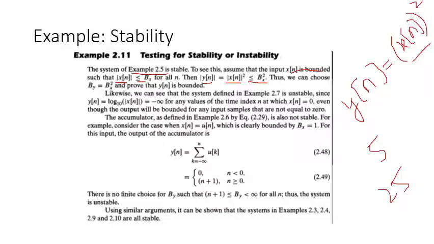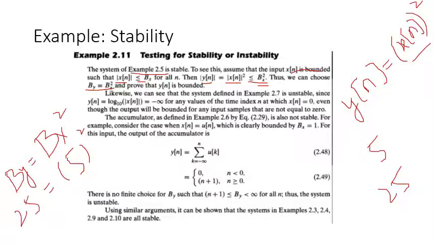There is a condition on input that the input is always less than or equal to Bx, and the system is scalar, so the output should always be less than or equal to the boundary condition squared. Thus we can choose By equal to Bx squared. So the boundary condition of the output is Bx squared. So 5 squared is equal to 25.